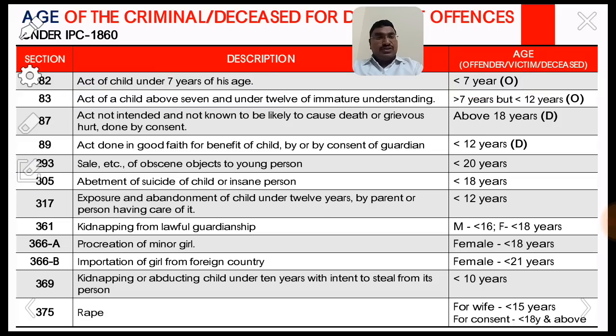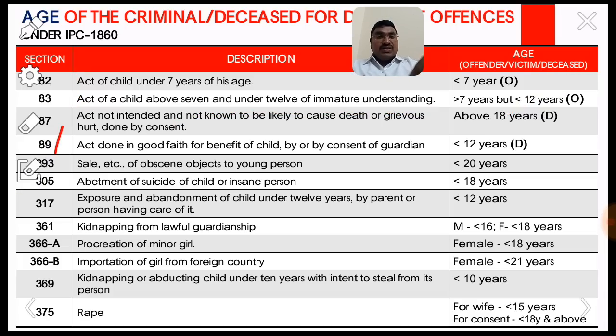Here I used the term O. O denotes the offender or criminal. If the child's age is below 7 years and he commits certain offences, that is not treated as an offence according to section 82. Section 82 speaks about less than 7 years. Section 83 speaks about the offender above 7 years and under 12 years, the act of a child above 7 years under 12 of immature understanding.